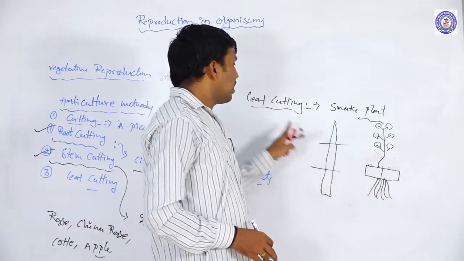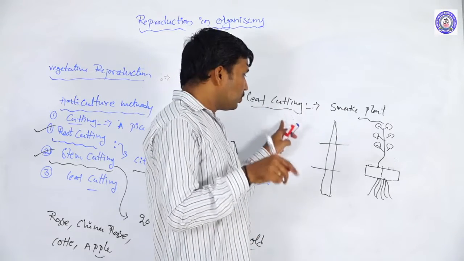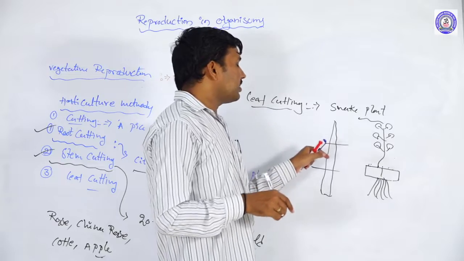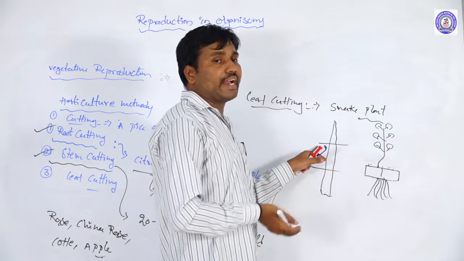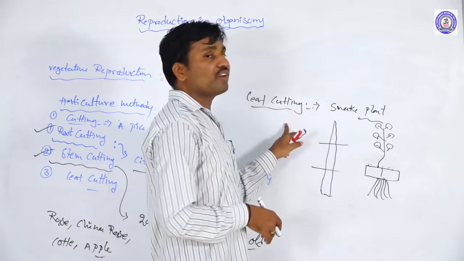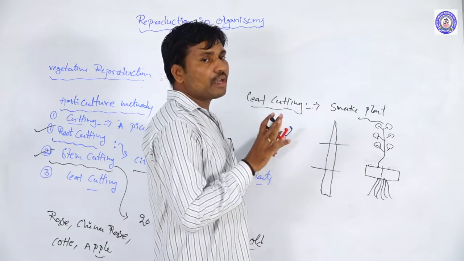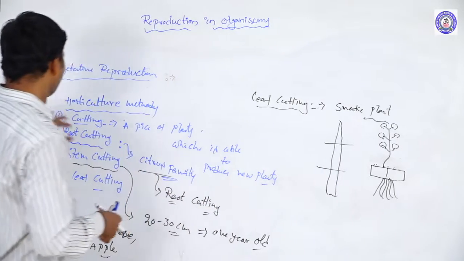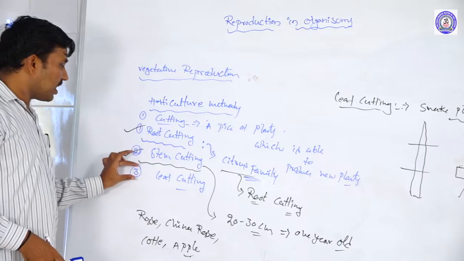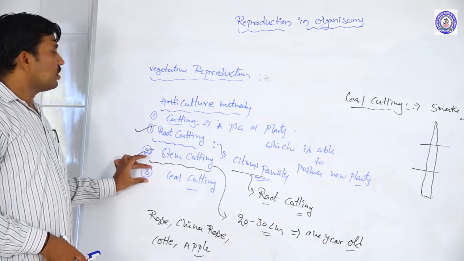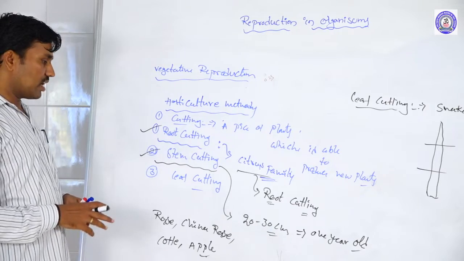So by using a leaf piece, we are propagating more plants. These come under leaf cutting. It is also one of the vegetative propagation methods. Those are the root cutting, stem cutting, and leaf cutting. These are the methods majorly used in horticulture.